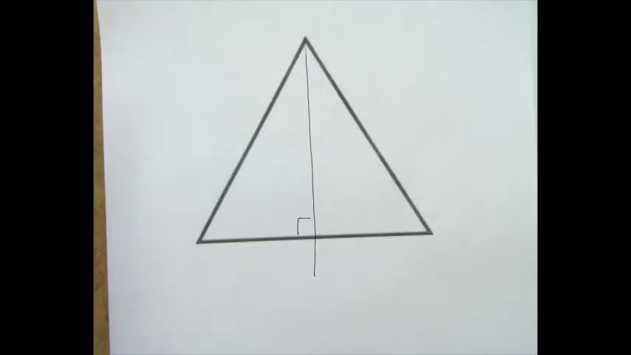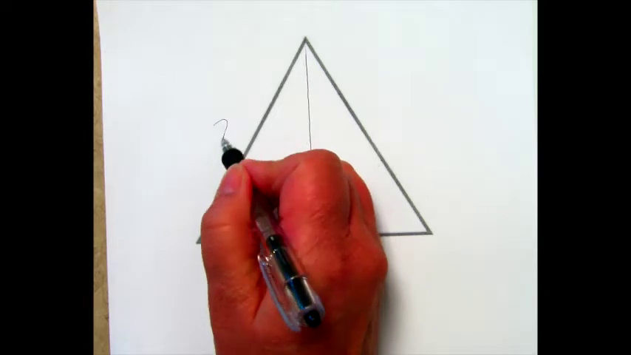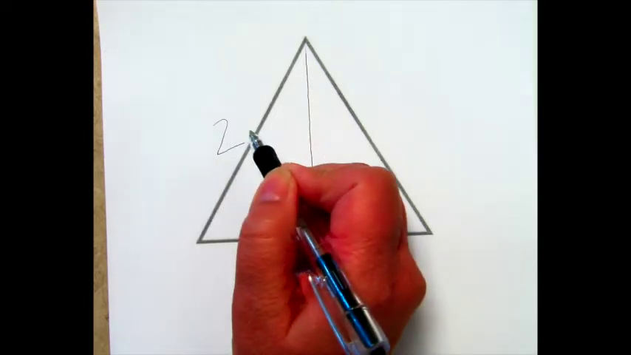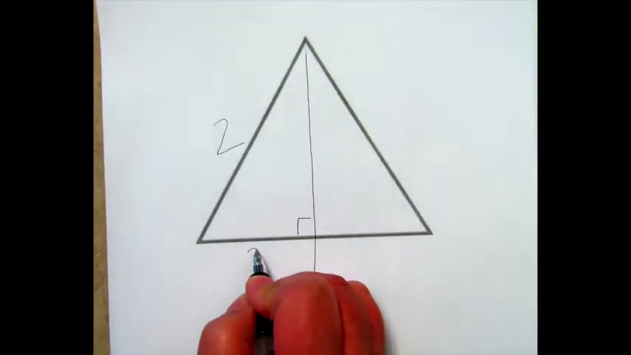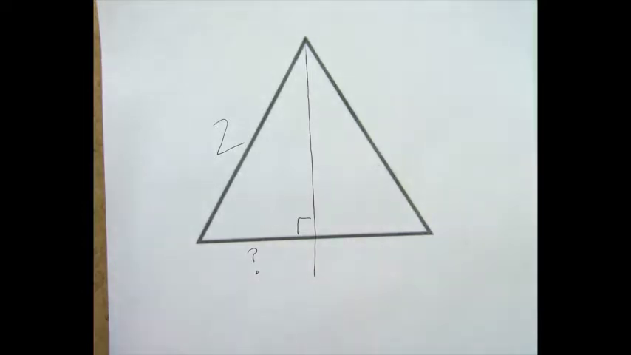Also, if this is an equilateral triangle and this has a side length 2, what is the measurement of her side right here? Pause the video here while you explore this with your group.